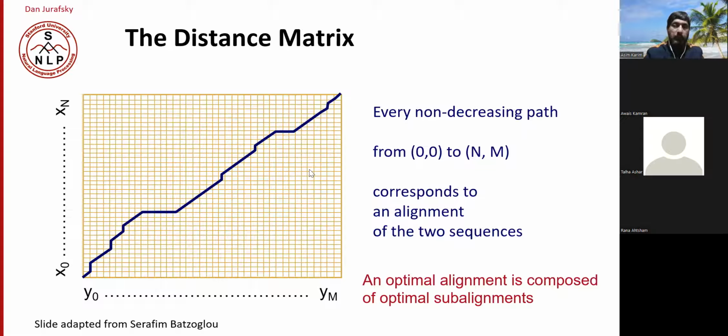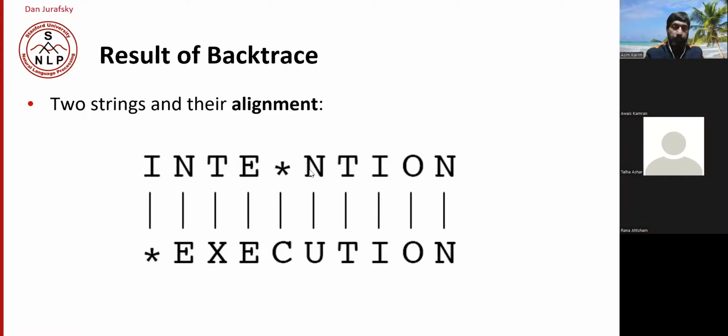And this is the matrix that you get, and also the backtrace, the lines that trace the alignment of the two strings. And this is the alignment shown separately.